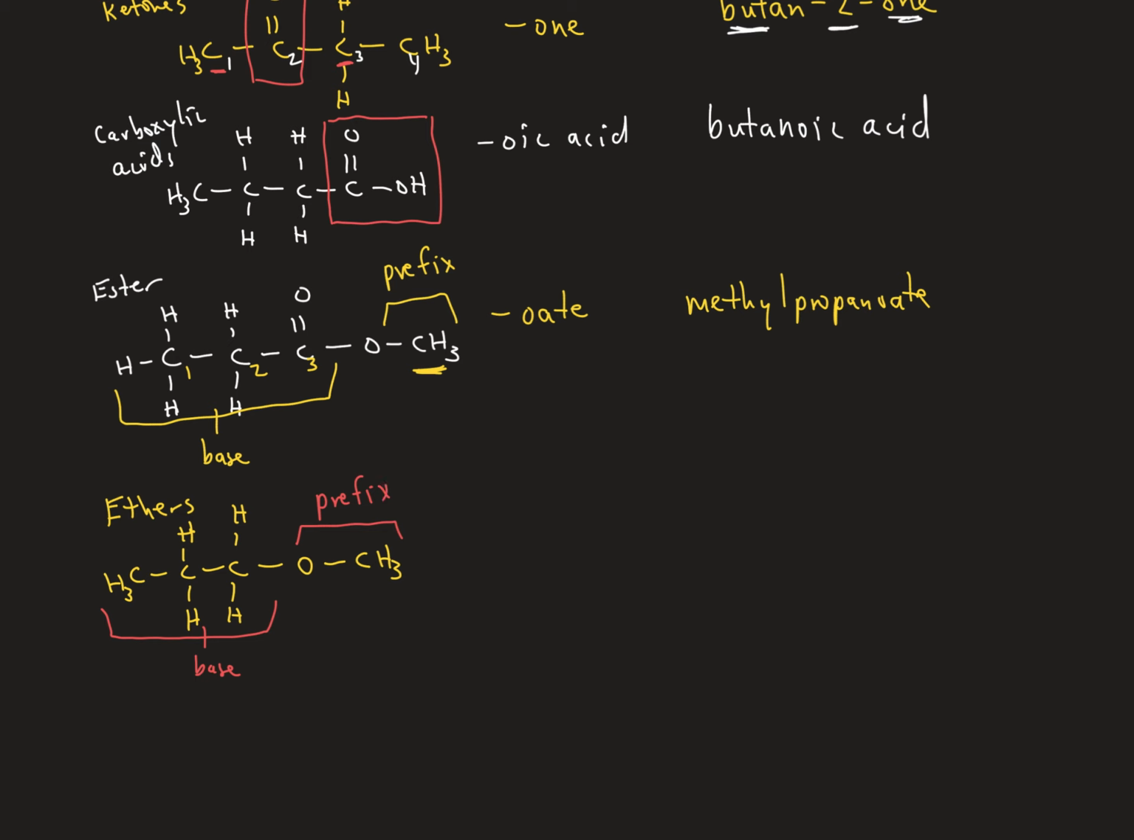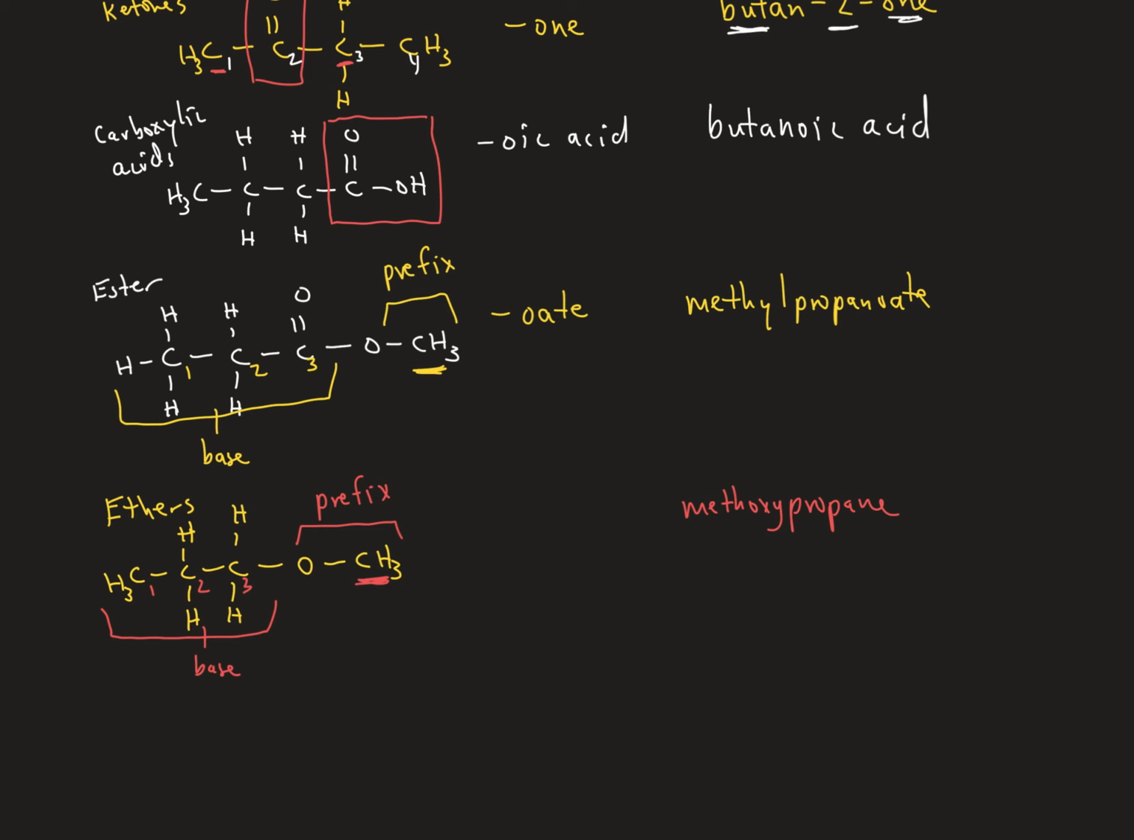So my base name, 1, 2, 3 carbons. So propane. And then my prefix, I've got 1 carbon and an oxygen, so that would become methoxypropane. Again, like the ester, you don't need to number where that is because in the name, you're basically giving it a roadmap. I've got 1 carbon and oxygen, that's the methoxy, followed by 3 carbons, that's the propane.